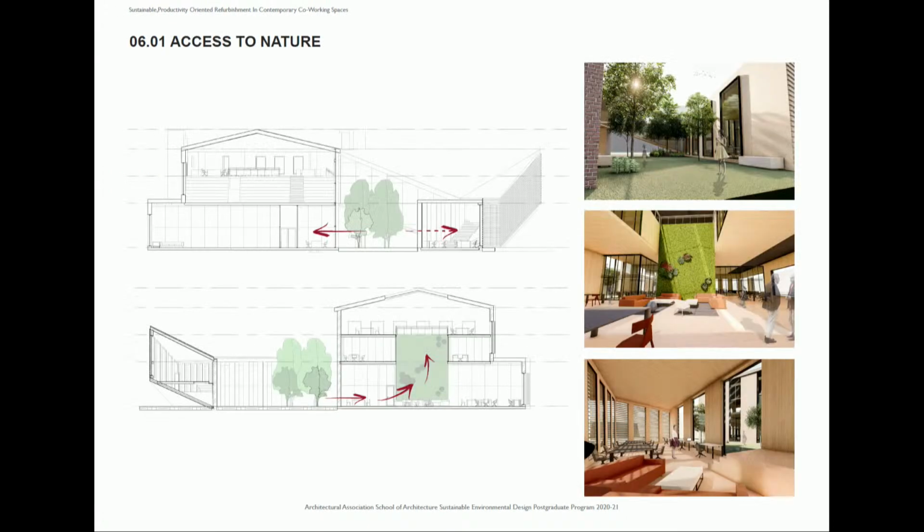So regarding the interior elements, as I said before, access to nature is one of the most important elements in order to create a productive environment. So I paid attention to creating access to natural elements within the interior and with the courtyard. I wanted to create a green core, which creates daylight for the ground floors also, and creates a green wall, which helps reduce the noise and clarify the air also.